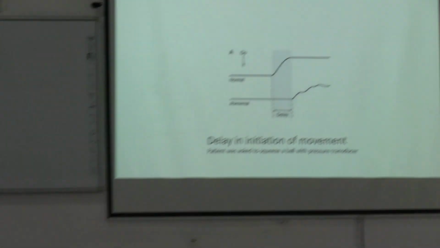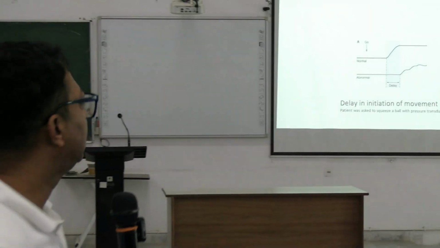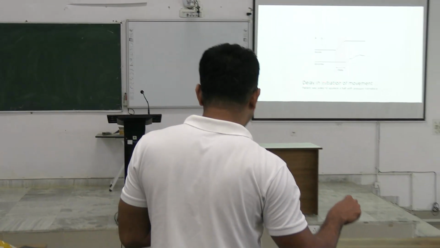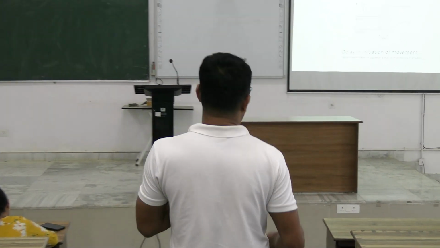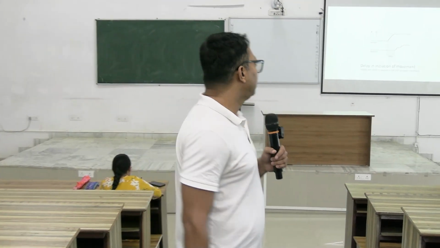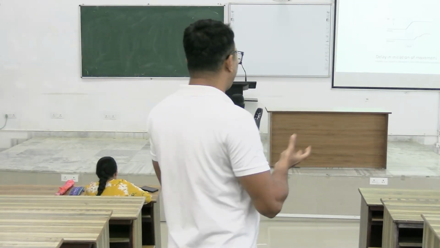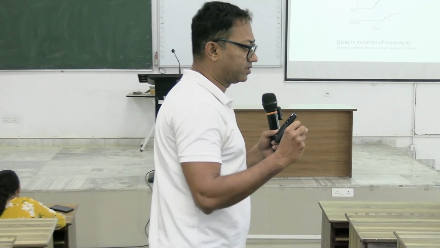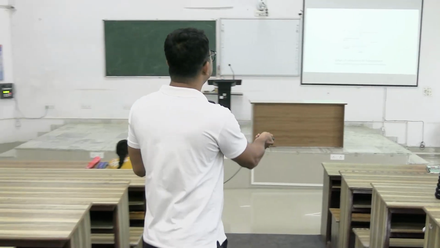Also you see that a normal healthy individual maintains a constant pressure, but in a patient with cerebellar lesion, the squeezing effort is on and off, and it is not static. So, delay in initiation of movement, we can test by giving the patient a rubber ball and asking the patient to squeeze with a pressure transducer connected.